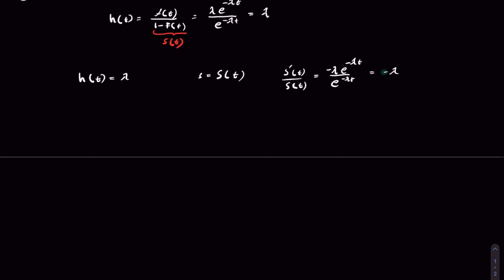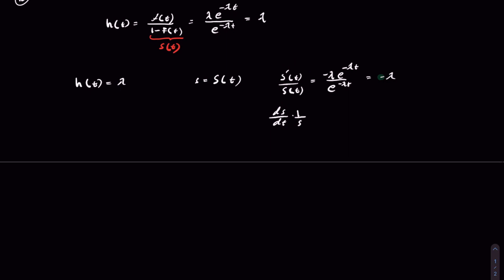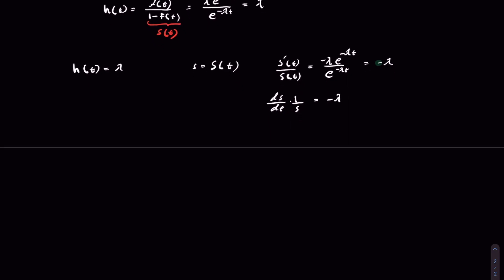Now, what do we do with this information here? So, one way to think about this, I'm going to keep on rewriting this expression. The first expression, s derivative of t, I'm writing now in a different form for the derivative. So we have ds dt times 1 divided by s. Okay, so what did I do? Well, this expression here is basically this expression rewritten in a different format. And that equals, we said, negative lambda, taken from this expression here. Okay, fine enough.